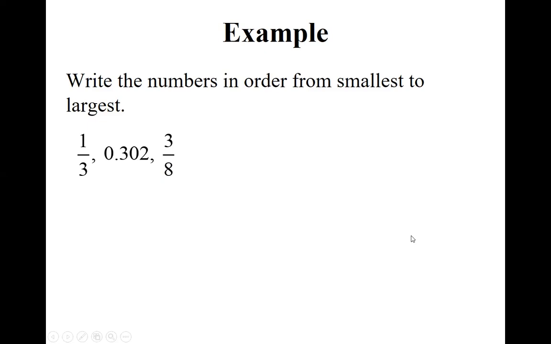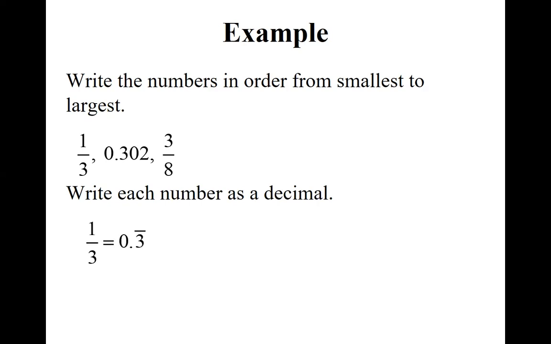Next, we're going to write the numbers in order from smallest to largest. Well, in order to do that, we need to know which one's the smallest and which one's the largest. The middle will take care of itself at that point. And we're going to need to write the fractions as decimals. So if we divide out 1/3, we get that that's 0.3 repeating.